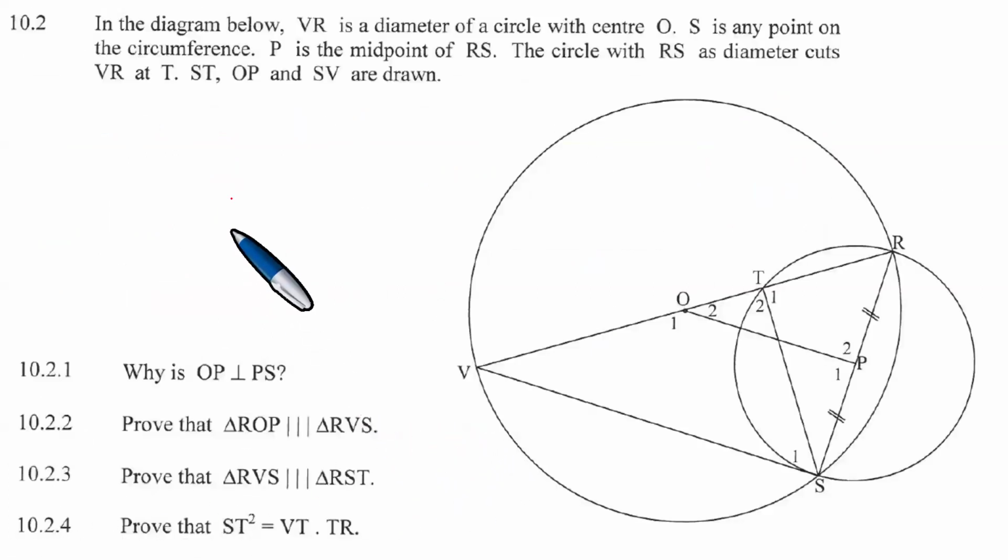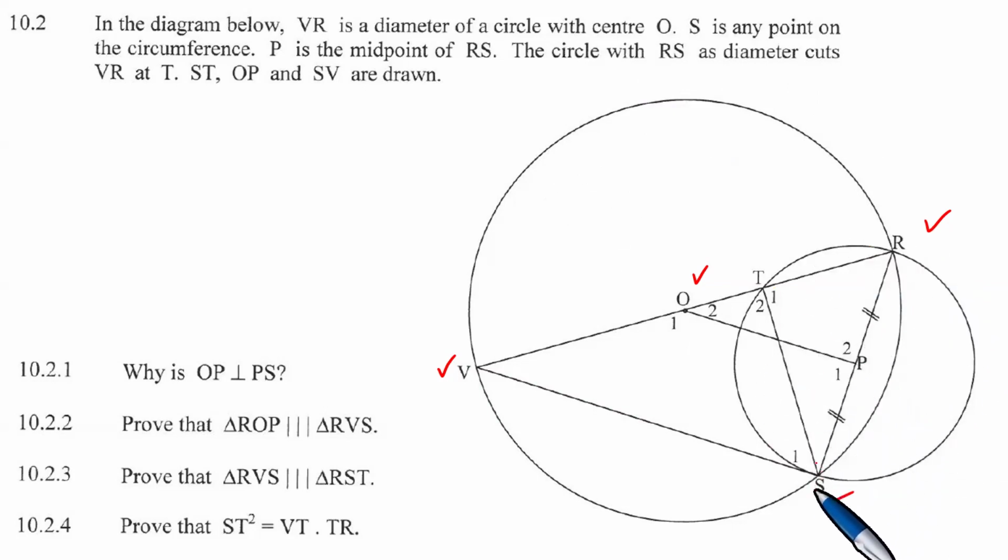Right, the next thing is, in the diagram below, VR is the diameter of a circle. Here is V and here is R. VR is the diameter of a circle with center O. S is any point on the circumference. P is the midpoint of RS. Here is P. It is the midpoint of RS. Now P is out in the middle. The circle with RS as the diameter. Here is this circle here, with RS as the diameter.